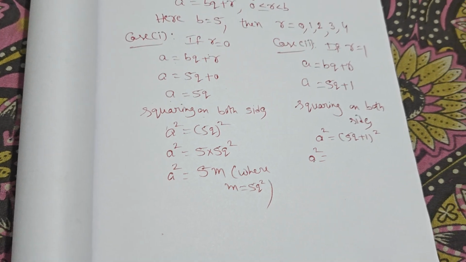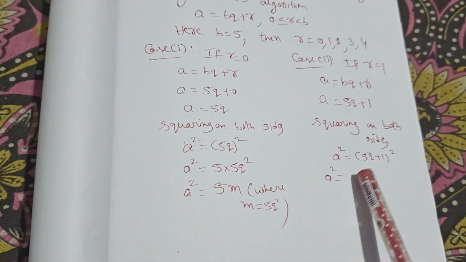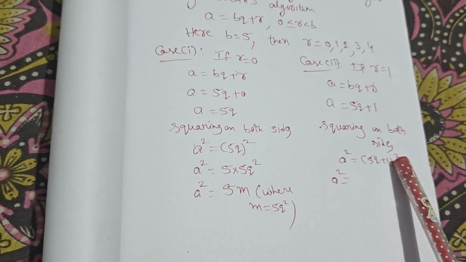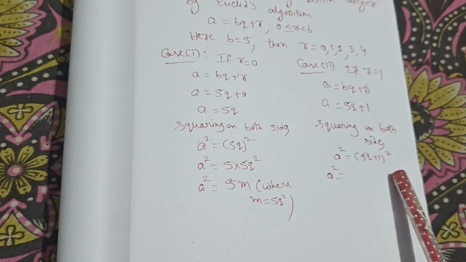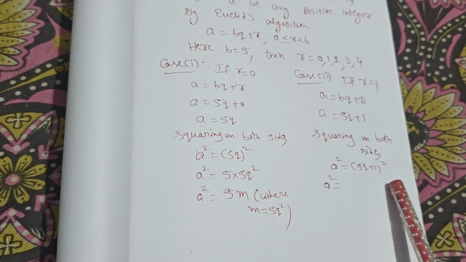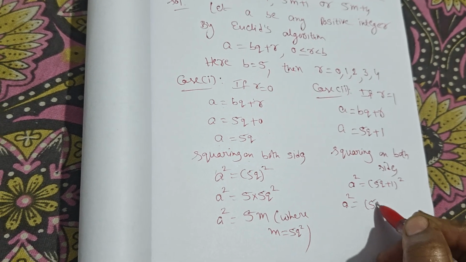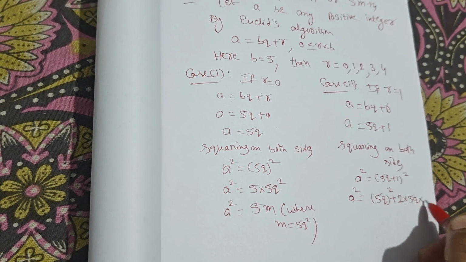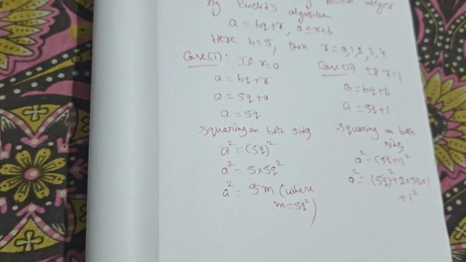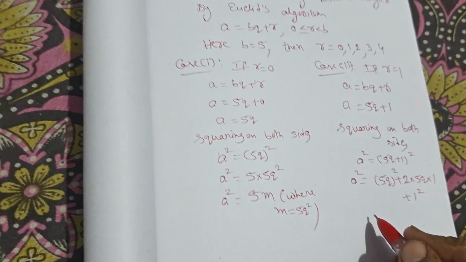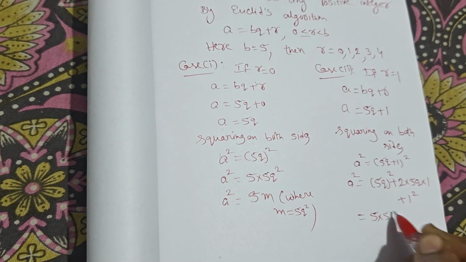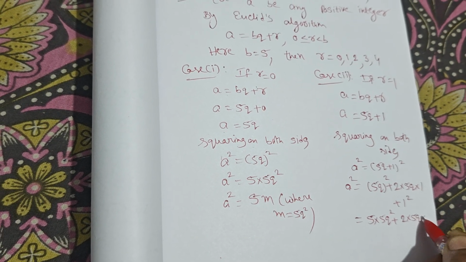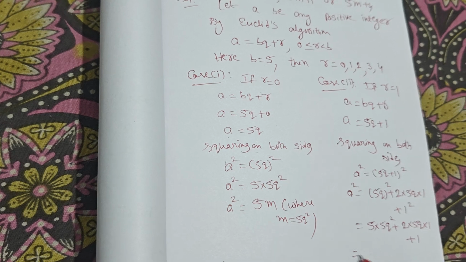I have observed so many times, so many members will write the (a plus b) whole square formula as a square plus b square. You will write (5q) whole square plus 1 square. But that is not correct. The (a plus b) whole square formula is a square plus 2 into a into b plus b square. Okay. Now here 5 into 5 q square plus 2 into 5q into 1 plus 1. Is it right?